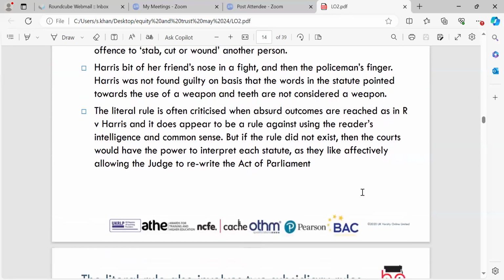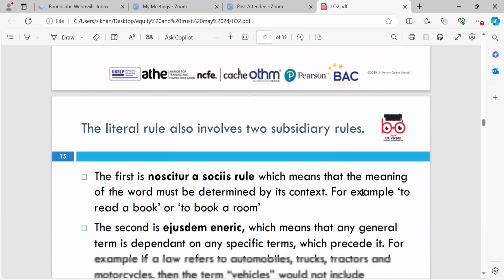The literal rule is often criticised when absurd outcomes are reached, as in R v Harris, and it does not appear to be a rule against using the reader's intelligence and common sense. But if the rule did not exist, then the courts would have the power to interpret each statute as they see fit, effectively allowing the judge to rewrite the Act of Parliament.